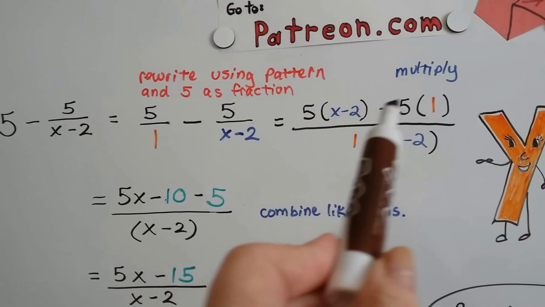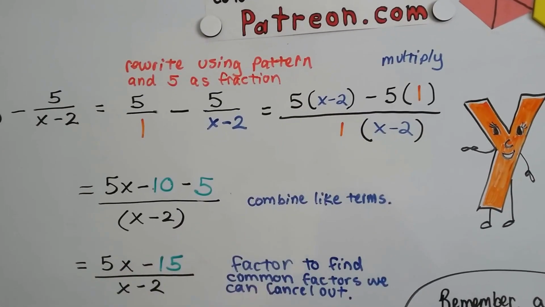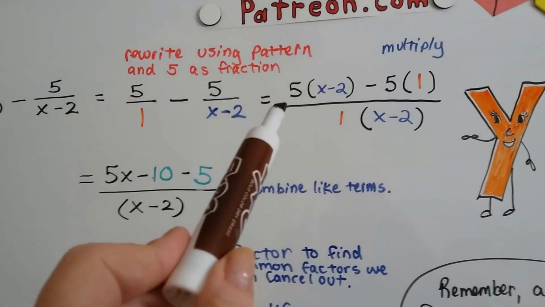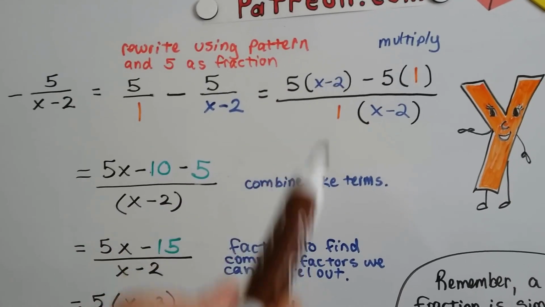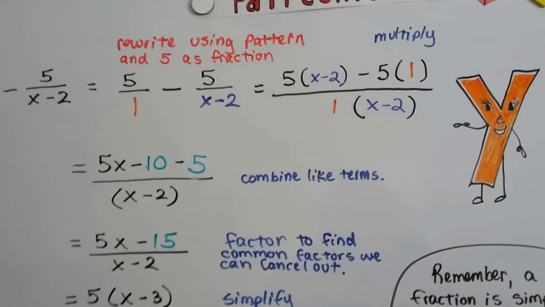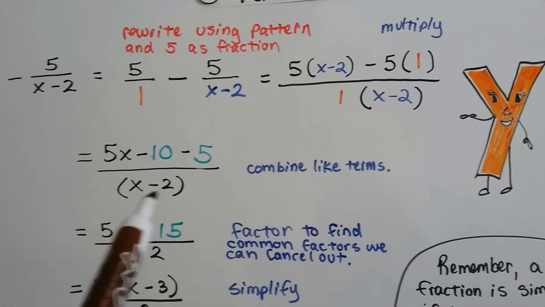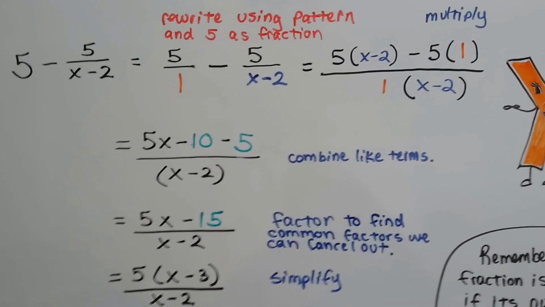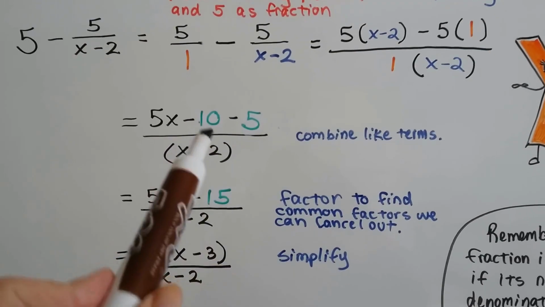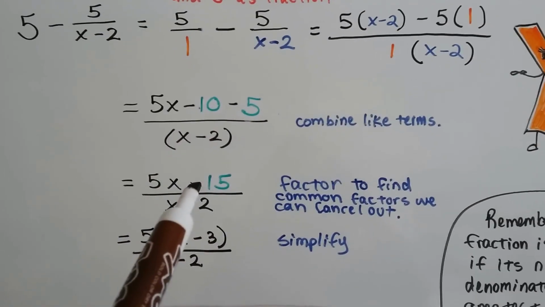All right? Now we just need to multiply and do the distributive property, don't we? So now we got 5x minus 10 minus a 5, right? And the whole thing is going to be over x minus 2 because it's times 1, so it stays the same. Now we can combine the like terms. That 10 and that 5 can be combined, and we have 5x minus 15.